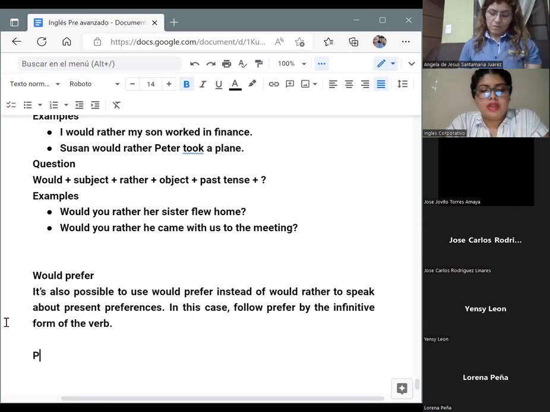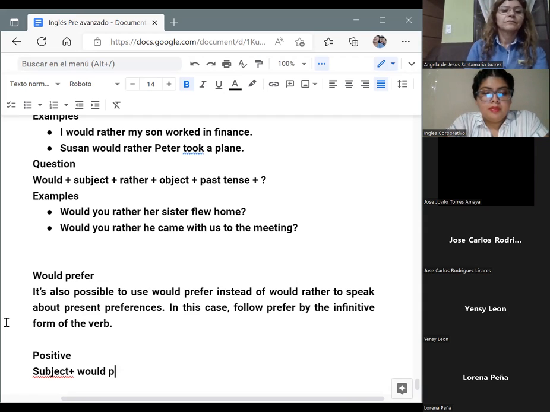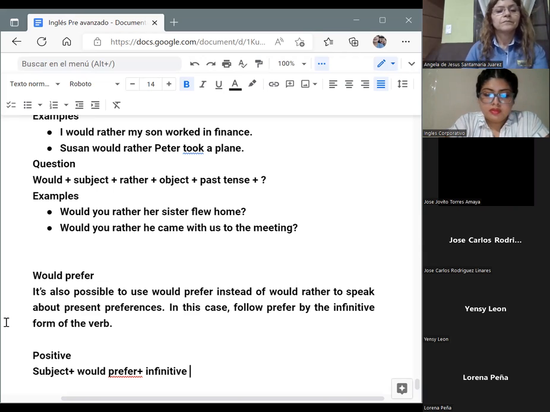So in this case, we have the positive statements. And we have the structure: subject plus would prefer plus infinitive. And in this case, remember that when you are using the infinitive, you're going to use to with the verb that you are using.